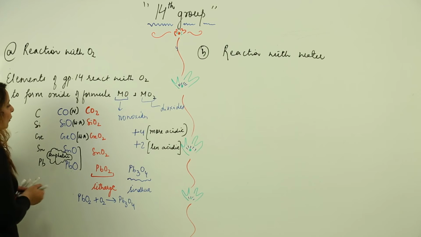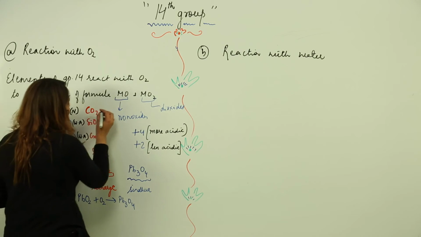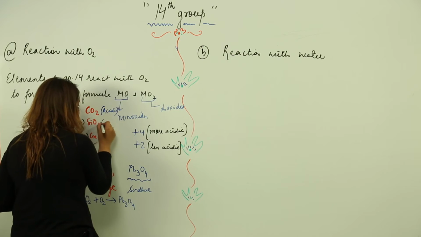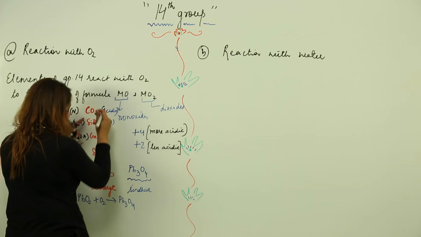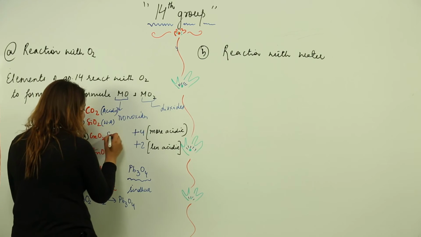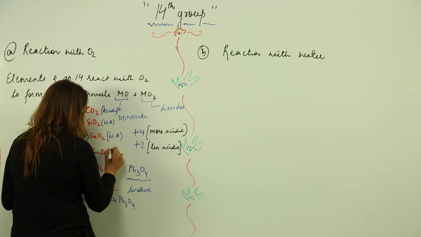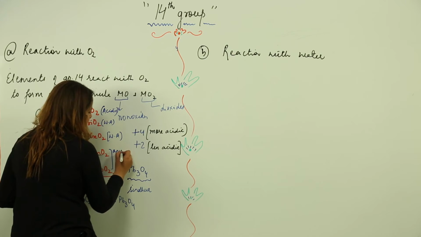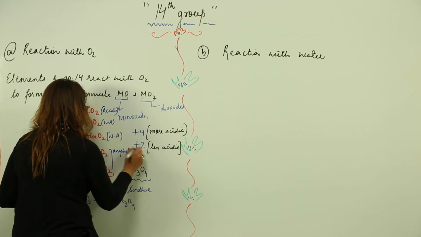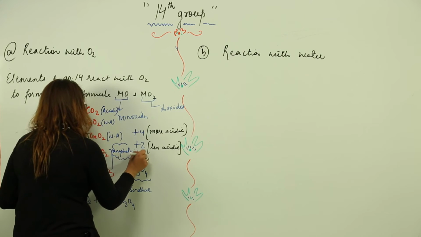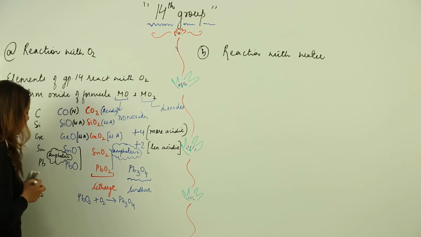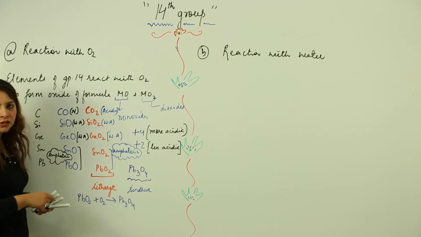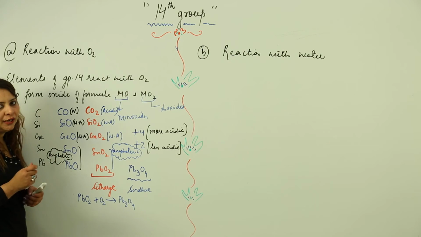Now let us talk about their dioxides. Carbon dioxide is acidic in nature. Silicon dioxide is less acidic than carbon dioxide. Germanium dioxide is more weakly acidic, and tin and lead dioxides are amphoteric in nature, that means acidic as well as basic character. So whether they are present in monoxide state or dioxide state, they are amphoteric in nature.